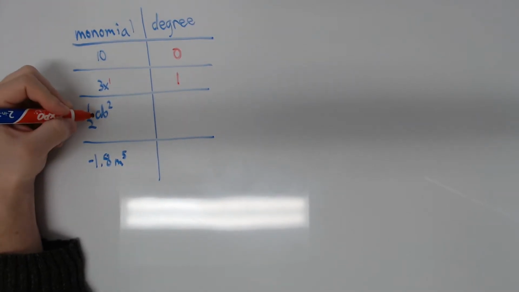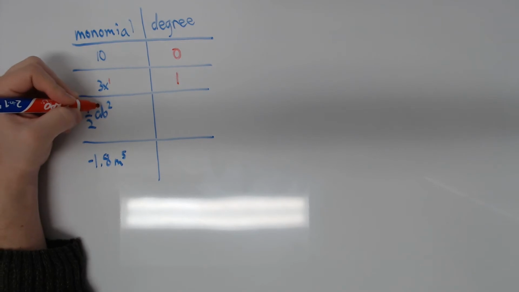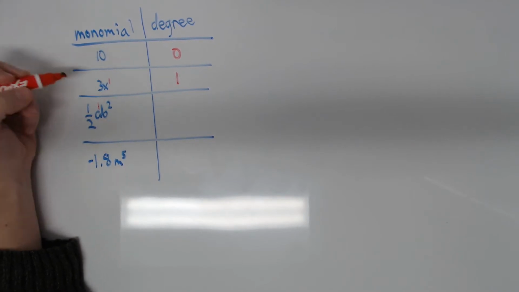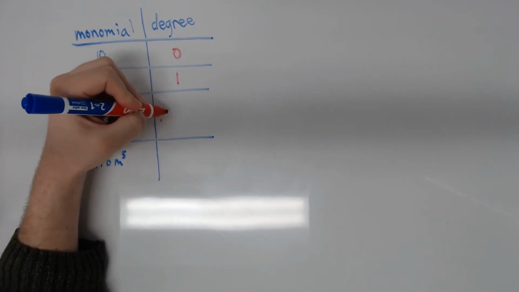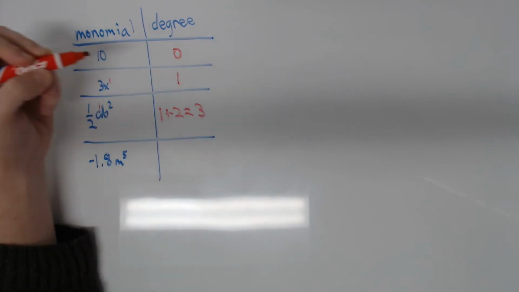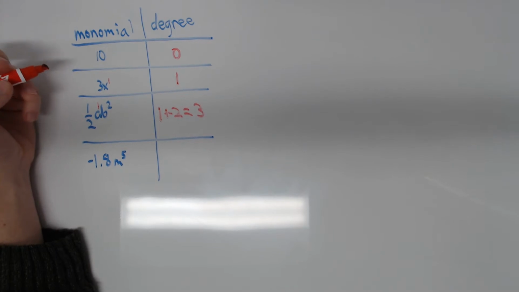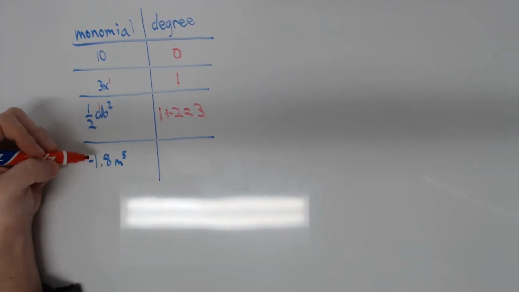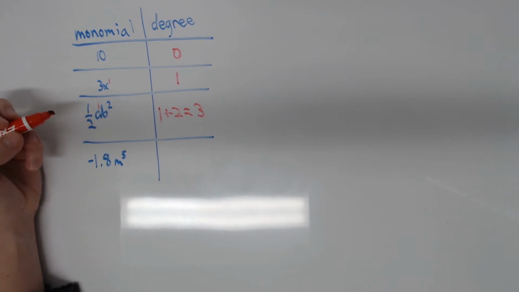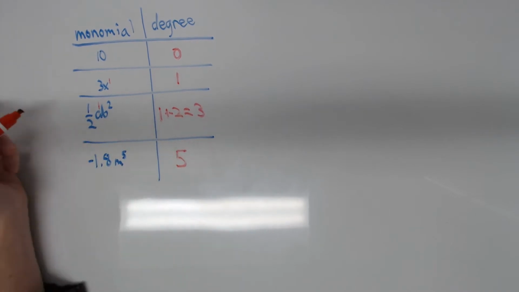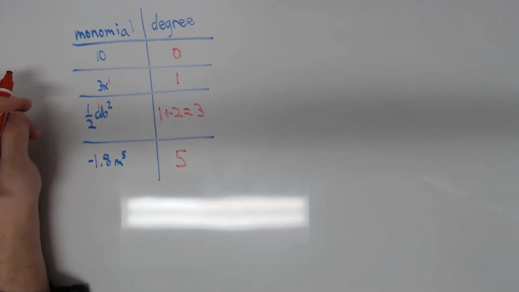Here I've got 1/2 ab squared. A, just like x in the previous one, has its own exponent of 1. So if a has an exponent of 1 and b has an exponent of 2, I do 1 plus 2, the sum equals 3. So this has a degree of 3. And the last one, again, the negative in front doesn't matter. This can be negative. This doesn't matter. But it's m to the 5th power. That term has a power of 5, so it's going to have a degree of 5.